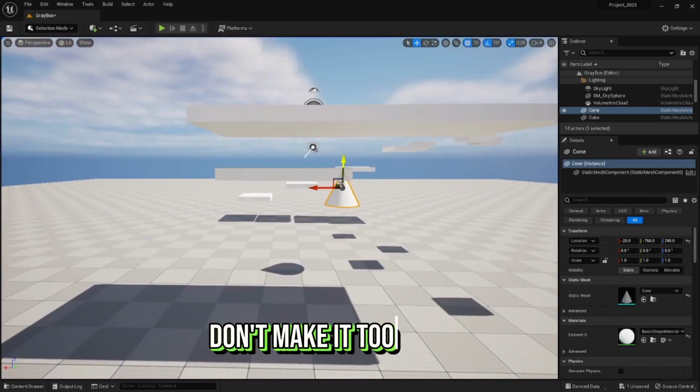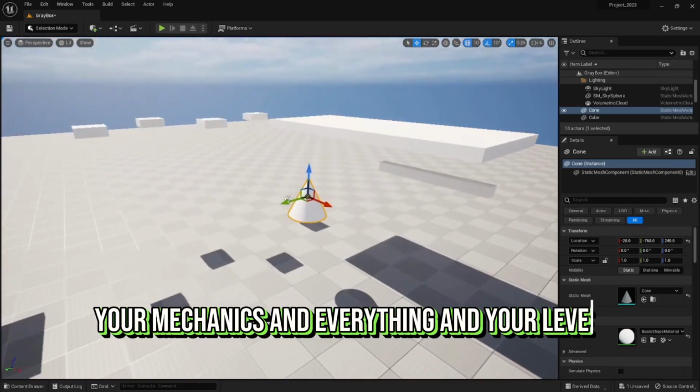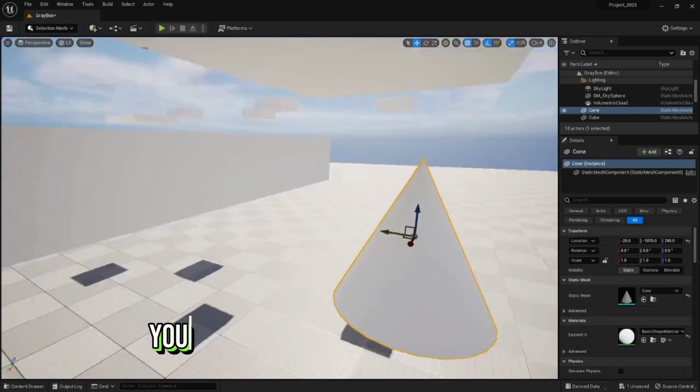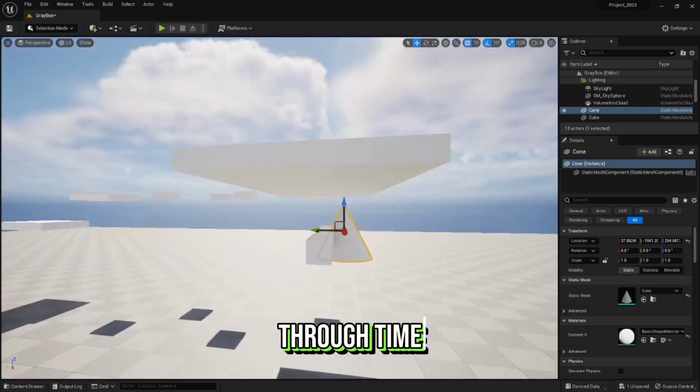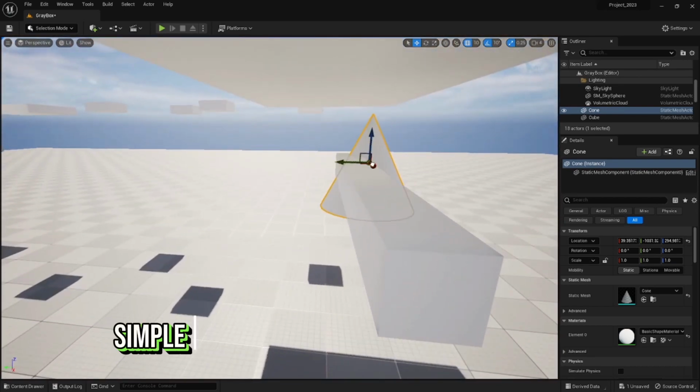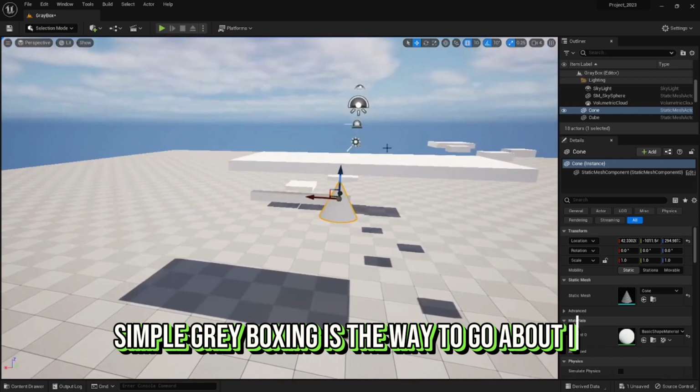But be sure to keep your grayboxing simple. Don't make it too complex. Your mechanics and everything and your level design, they all come after. Your game will readjust to your idea through time. But at the start, simple grayboxing is the way to go about it.